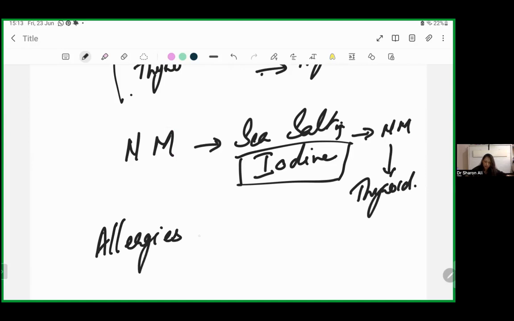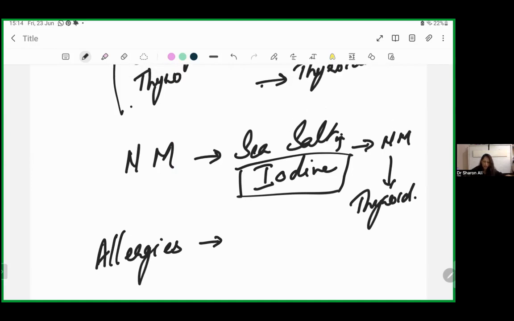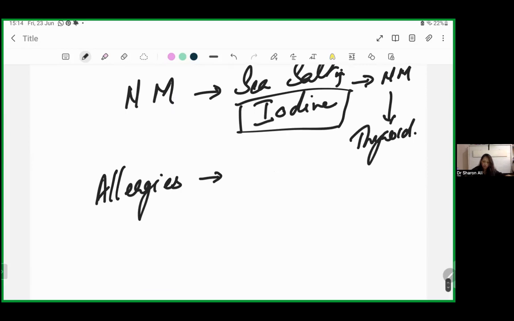Allergies. Sir has mentioned over here about the use of thyroidinum, measles, and iodine in patients who have goiter with allergies.